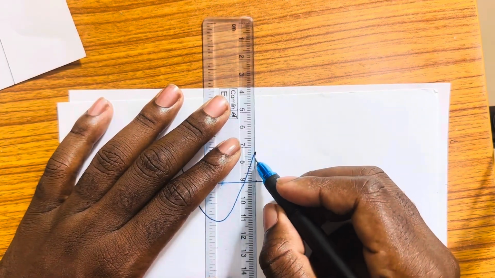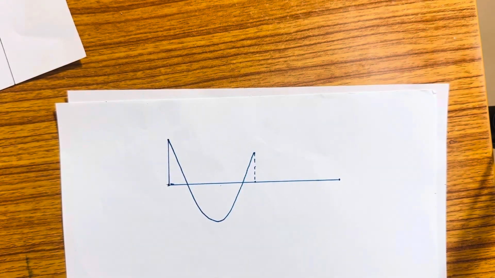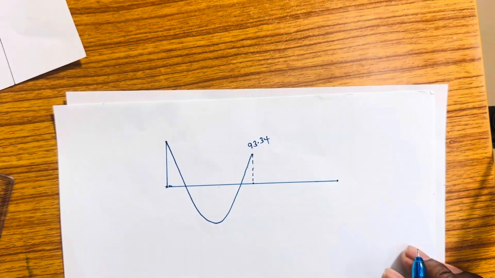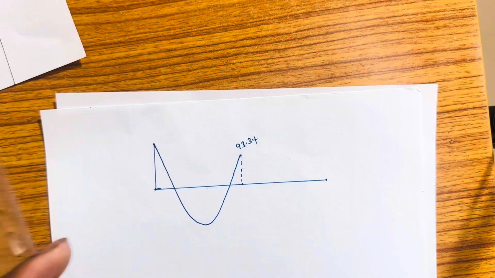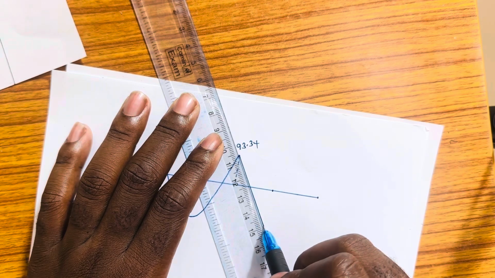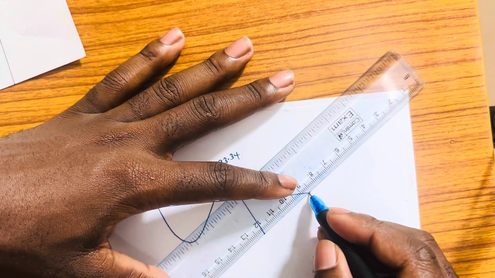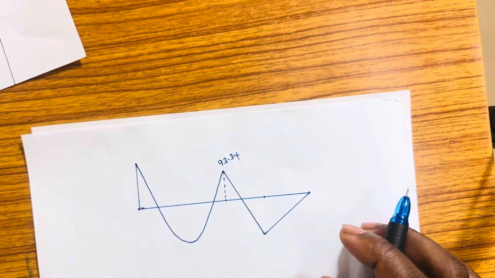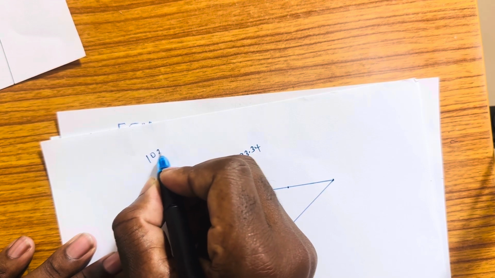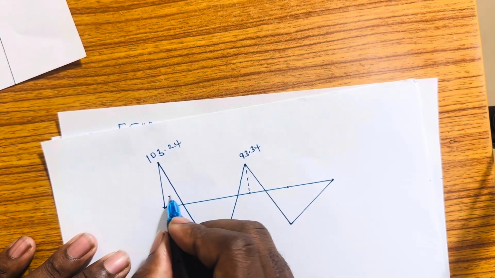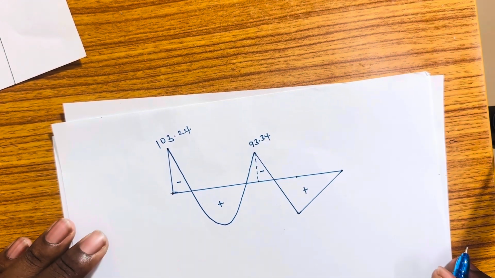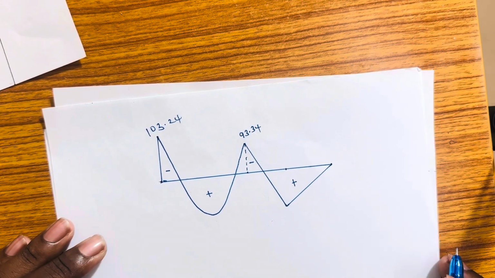This is a UDL, so it will come to this point, which we are calling 93.34. You can write it, this is 93.34, and then because a point load is in the middle here, this will come down again like this. Then it will now go back to 0. So this is how you're supposed to sketch for that moment. You can just indicate it, this is 103.24, and this side is negative, down here is positive, up here is negative. Okay? Yeah, so basically that is how we're supposed to solve and sketch for it.